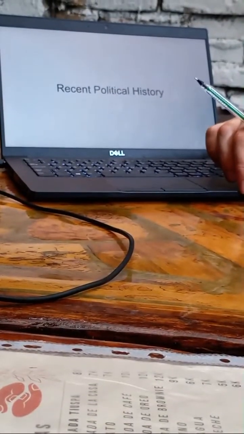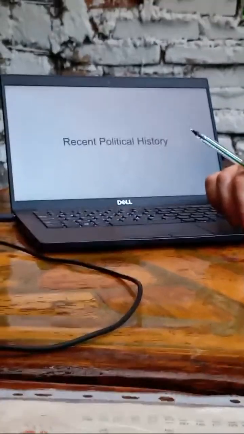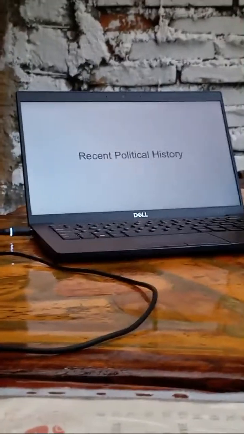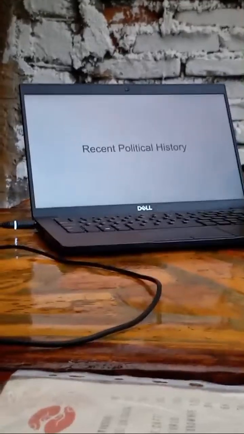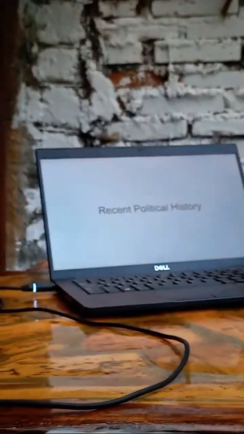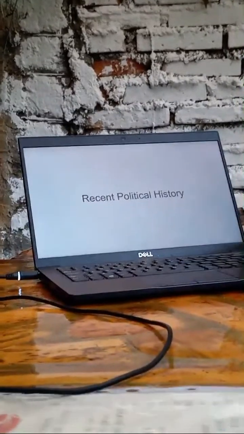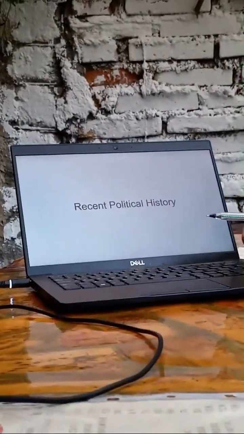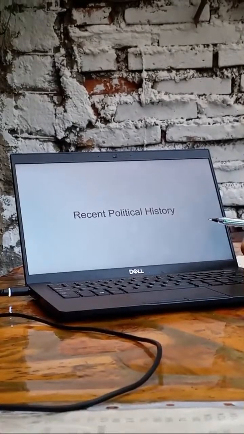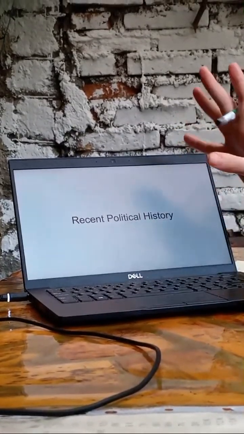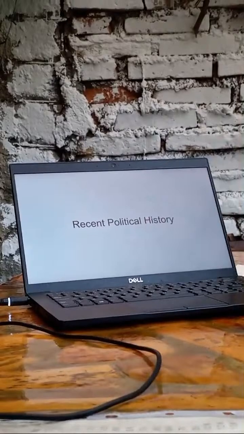Recent political history. How much do you know about British politics? You've heard of Boris Johnson? Anyone else you can name? Margaret Thatcher was a very, very important person. Falklands War, she started that. Well, she didn't start it, she fought it. We won't talk about her because it would take too long here.